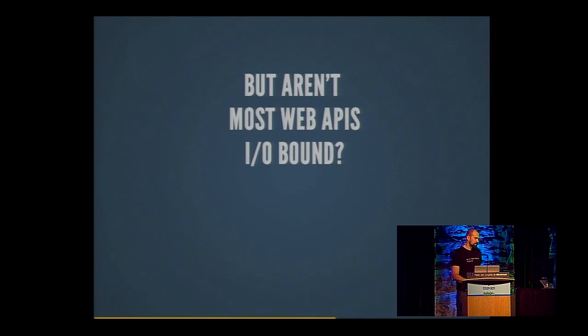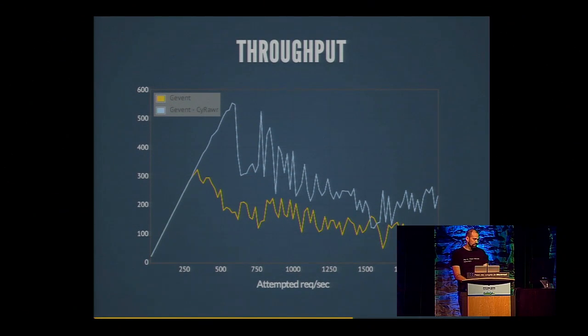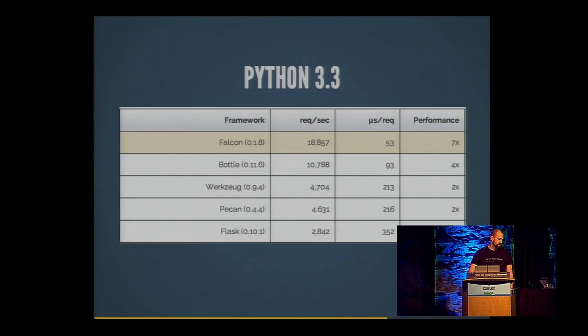Now you may be thinking, why do I need to worry about my Python performance? We're almost out of time here. But it turns out that saving a few microseconds leads to some significant gains when you're serving a lot of concurrent requests. Okay, so we try very hard to be fast in Falcon.